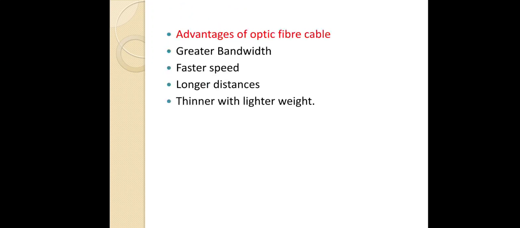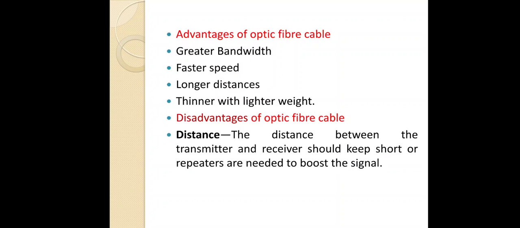Now, the advantages of the optic fiber are that it has greater bandwidth, it is very fast as compared to coaxial or twisted pair, it can transmit the signal to longer distances, and it is thinner and lightweight. The disadvantages of optic fiber are that the distance between the transmitter and receiver should be short. Otherwise, we have to use repeaters in between to boost the signal.